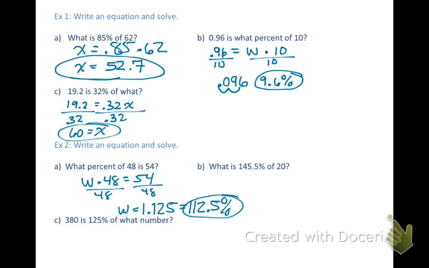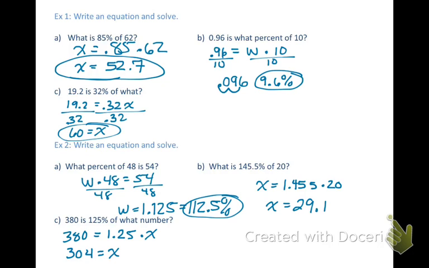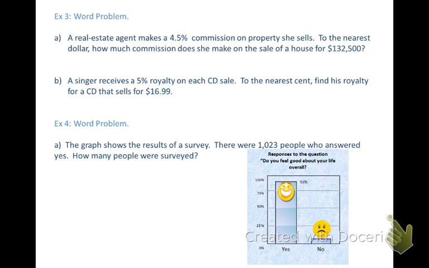I would like you to try B and C by yourself. Put me on pause and do it. Okay, B is 20. You multiply them together and you get 29.1. And for C, you would divide by 1.25 and you get 304. I got it, Miss Carson. I feel so smart and accomplished.